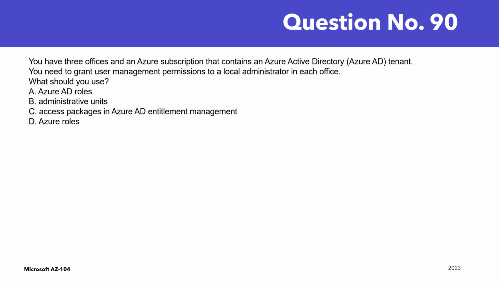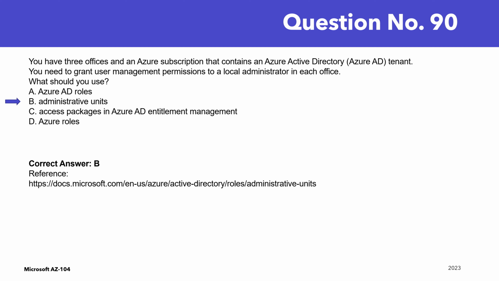You have 3 offices and an Azure subscription that contains an Azure Active Directory, Azure AD, tenant. You need to grant user management permissions to a local administrator in each office. What should you use? A. Azure AD roles. B. Administrative units. C. Access packages in Azure AD entitlement management. D. Azure roles. Correct answer: B.